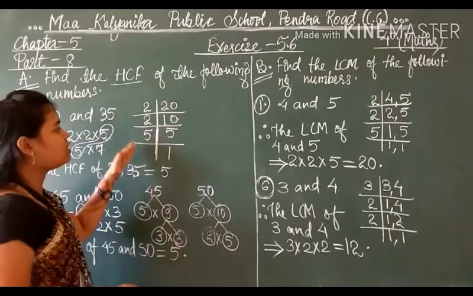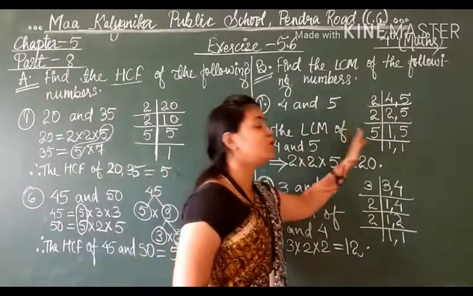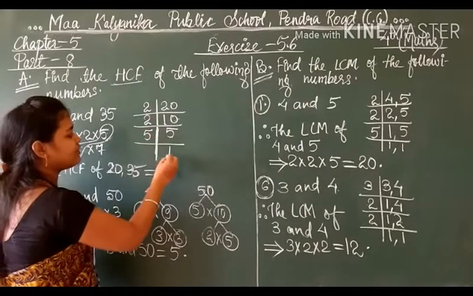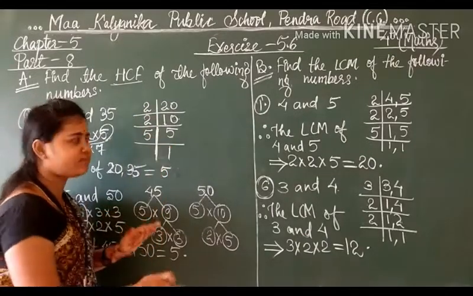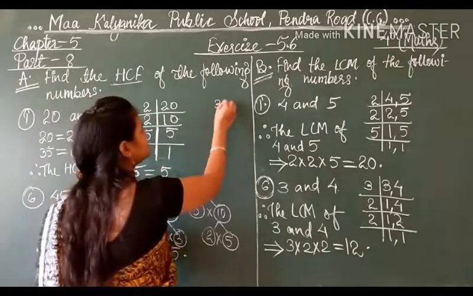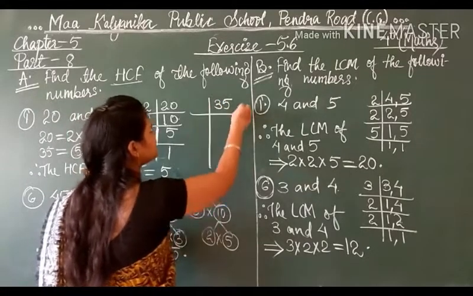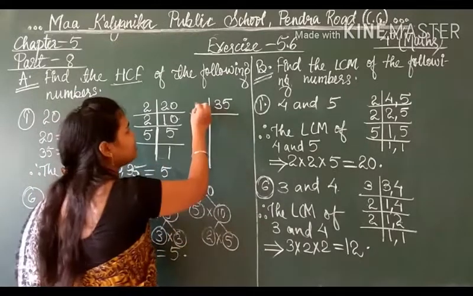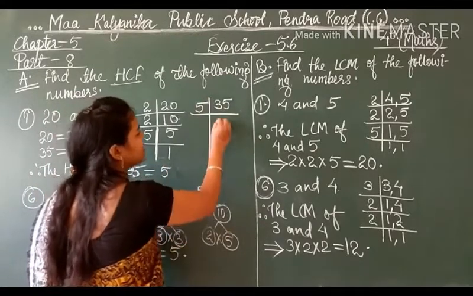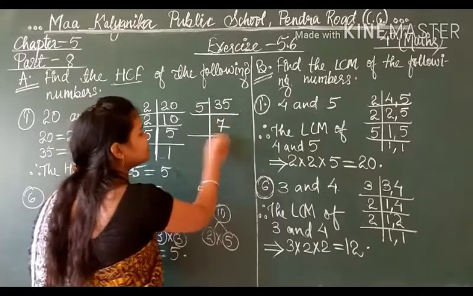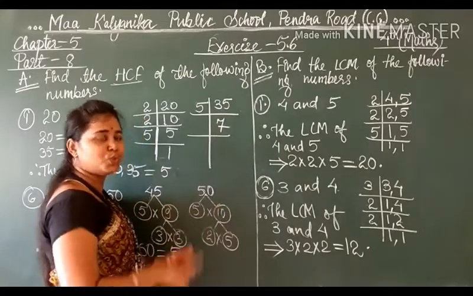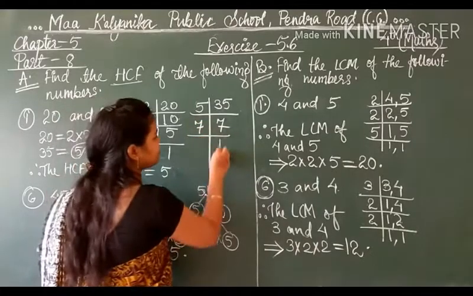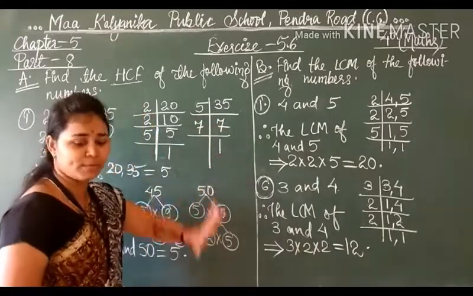Remember, students, all these factors must be prime numbers. So now 2, 2, 5 and 1 is there. 1 cannot be divided further, leave it as it is. Now see 35. You can see here that 2 cannot divide 35. 5 can divide 35. So 5 7s are 35. 7 cannot be divided by 2 and 3. It can be divided by 7 only. So 7 1s are 7. Now 1 cannot be divided further.